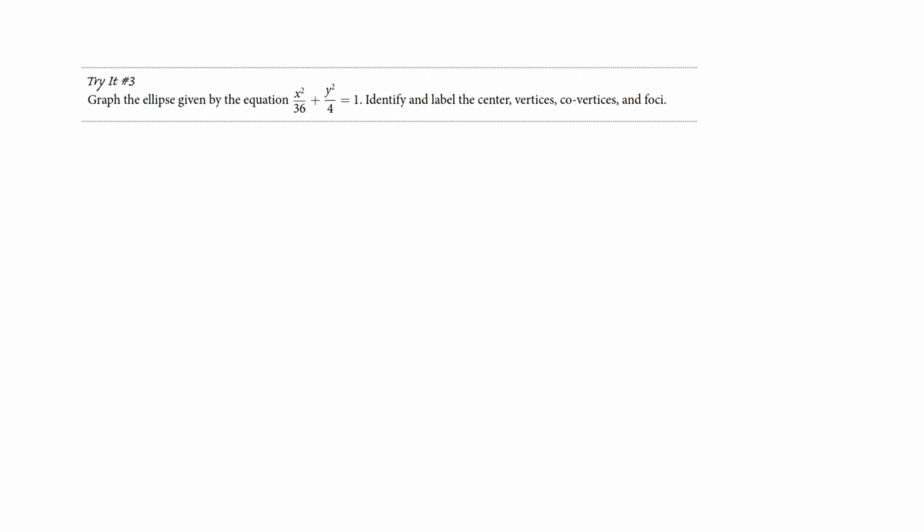Okay, so let's go again here. Let's talk through it. The center, once again, is at 0, 0, because we don't have any h and k. This time our major axis is horizontal, and my a is going to be 6. So we're going to go right and left 6, and my vertices are at 6, 0 and negative 6, 0. My b is 2, the square root of this 4. The co-vertices this time go vertically, so from the center, up 2 and down 2: 0, 2 and 0, negative 2.